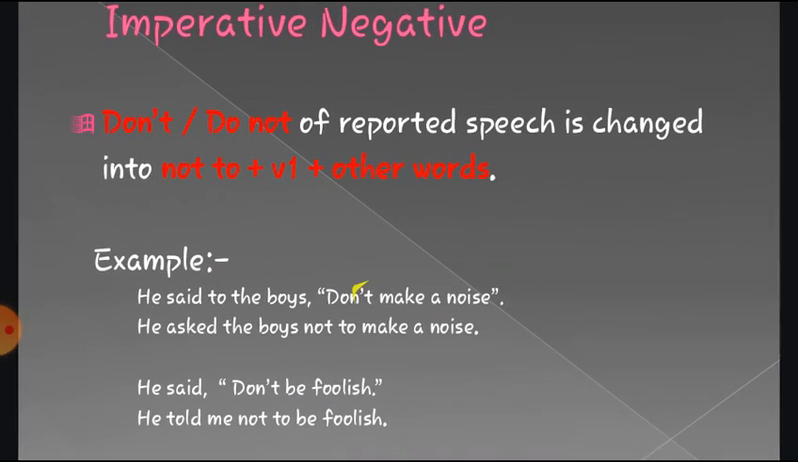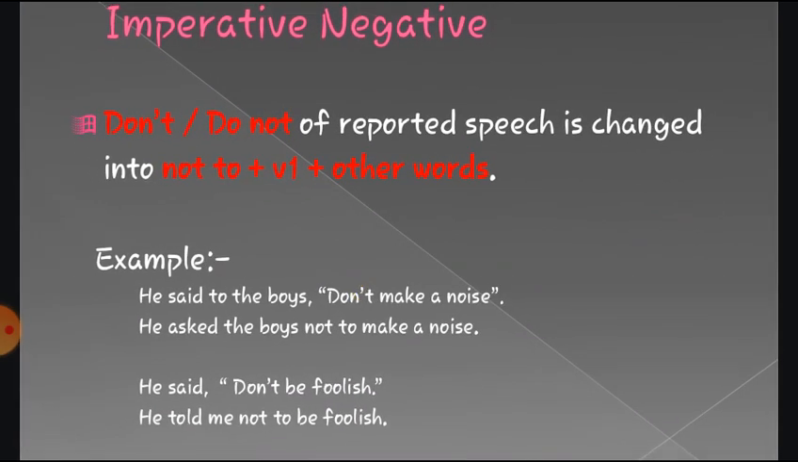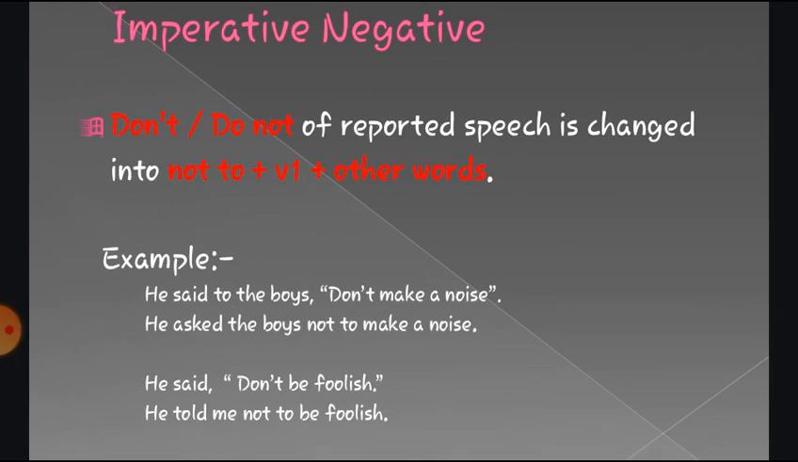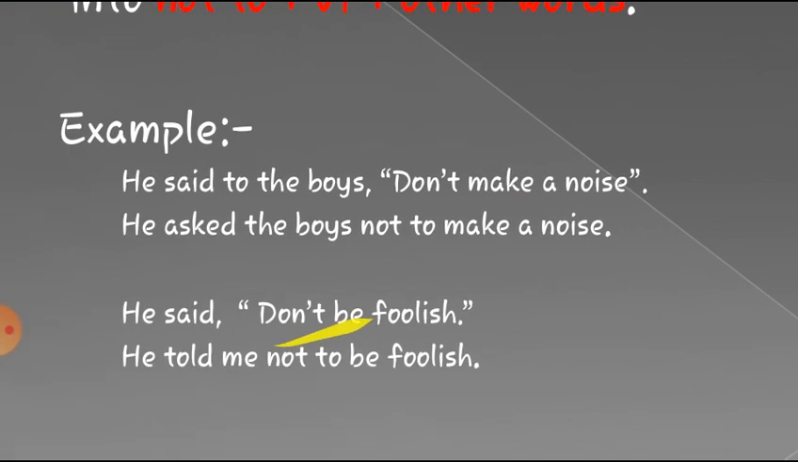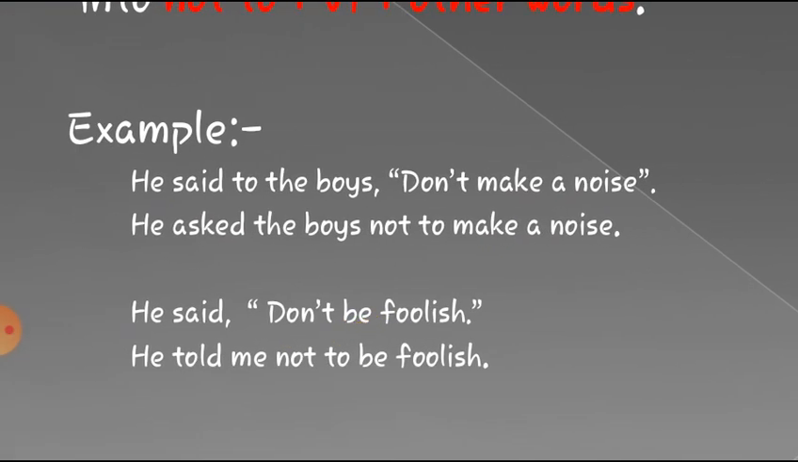Now one more thing that you should know about imperative sentence. So sometimes imperative sentences are in negative form. So if imperative sentences are in negative form, then don't or do not of reported speech is changed into not to plus v1 plus other words. So as one example I have presented here, so try to understand the example carefully.